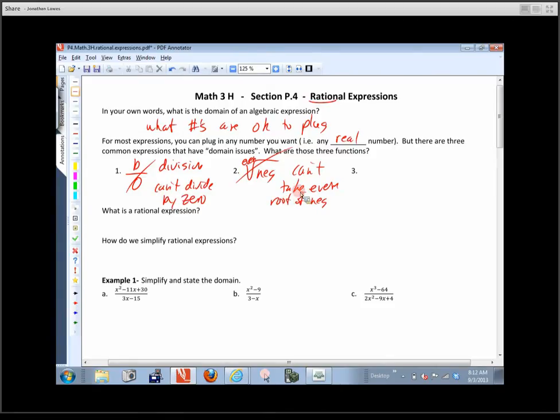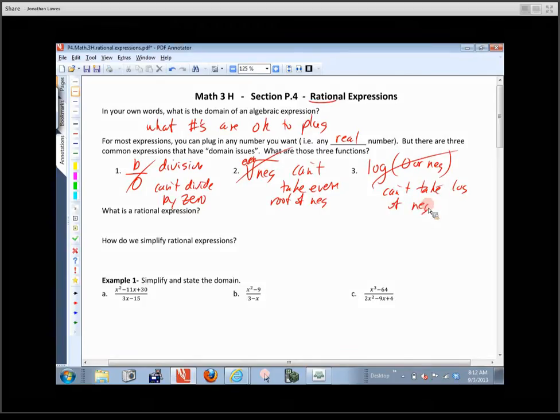Anybody know what the next one is? This is not most people's favorite. A logarithm. You can't take the log of 0 or a negative, okay? That's not allowed. Raise your hand if you've worked with logarithms before. Okay, most of you, that's good. All right, so you can't take the log of a negative or 0.